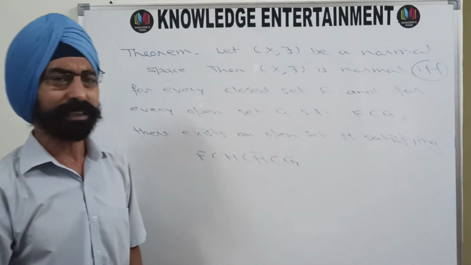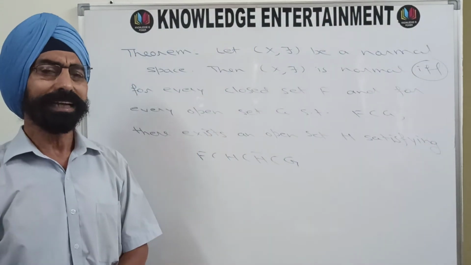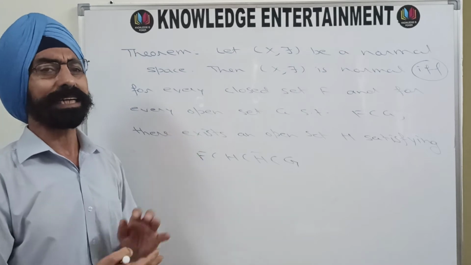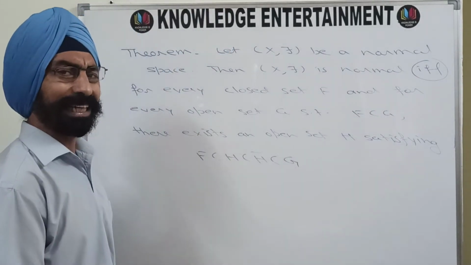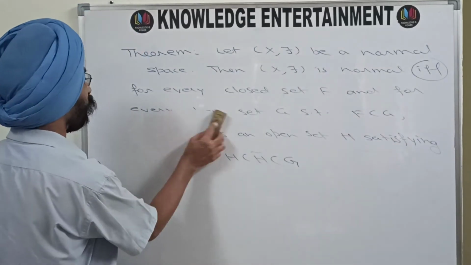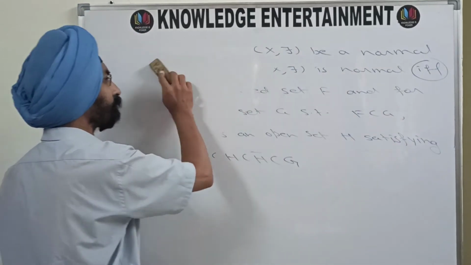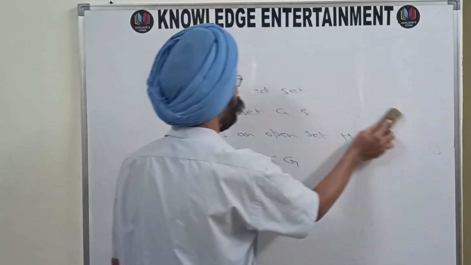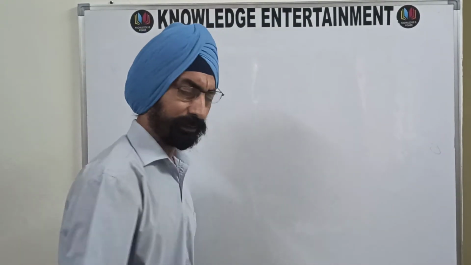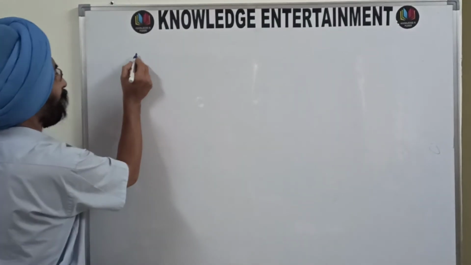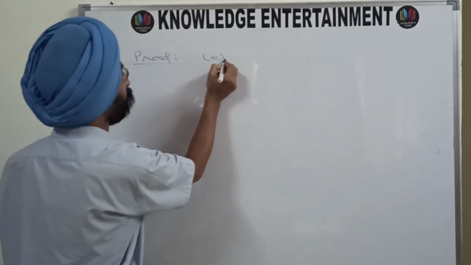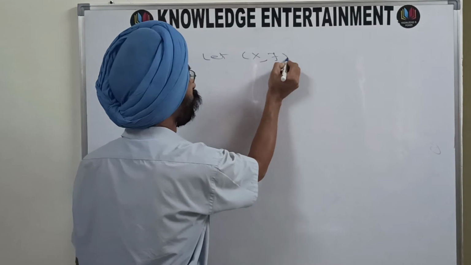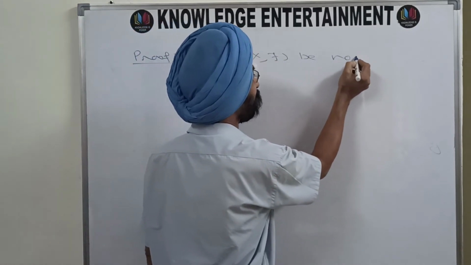If and only if means we will have to prove it directly, and we will also have to prove the converse part of the theorem. So I am going to prove the direct part first, and then I will move on to the converse of this theorem. So let us start with the proof. First, for the direct part, I suppose that the space (X, tau) is normal.